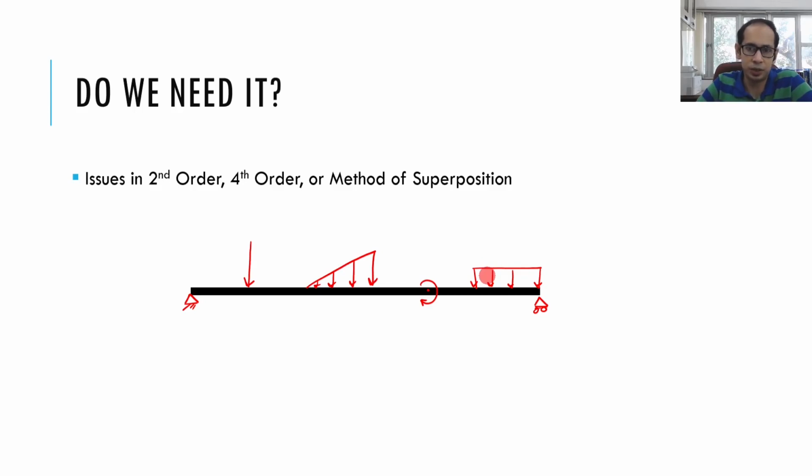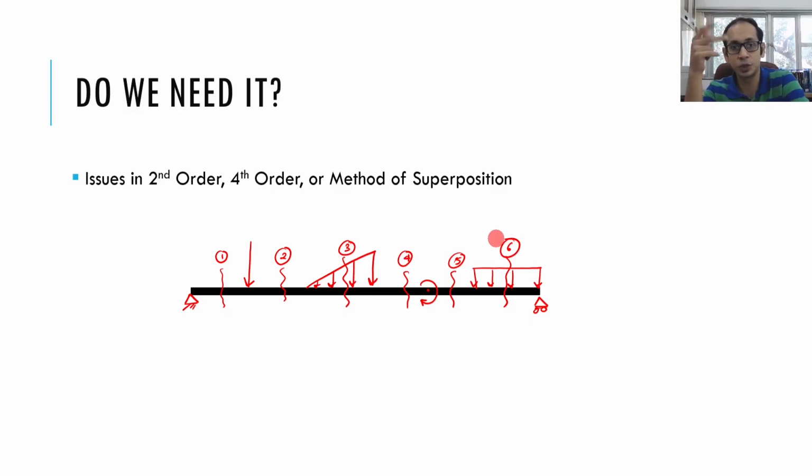Even if you do the second order method or the fourth order method, you have to have many different sections to write out your equations for the moments, and then you have to use the support conditions and the continuity conditions. For example, in this problem we have to take a section here, here, here, here, as well as here. So how many do we end up with? It is 1, 2, 3, 4, 5, and 6. So 6 different sections. So you will essentially have 6 times 2, that is 12 constants of integration if you're doing it with the second order method.